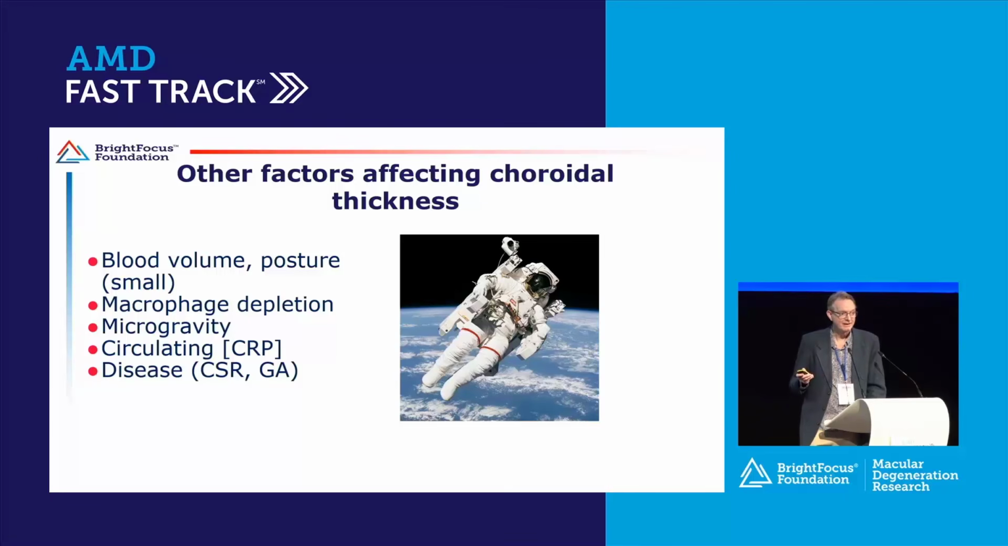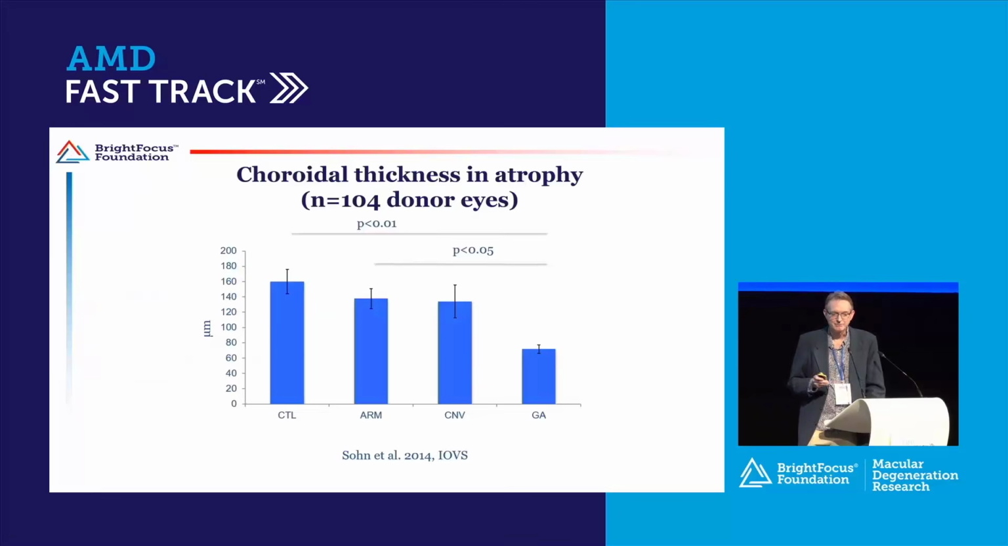And then in disease, we see changes. Central serous retinopathy, or central serous chorioretinopathy, choroid is much thicker than in controls. Geographic atrophy, it's attenuated. And this was a donor eye study we did. The problem with doing this in donor eyes is there's no blood pressure anymore pumping up the choroid, but in the absence of blood pressure, we see that in geographic atrophy, there's significant loss of choroidal thickness.